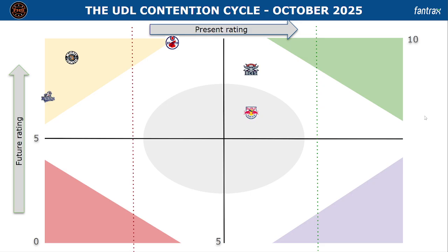So yeah, the Red Bull team is the first in the no man's land. The next team is the Halifax Citadels. So it's the first team that is above the contender line, and also quite low on the future ratings.